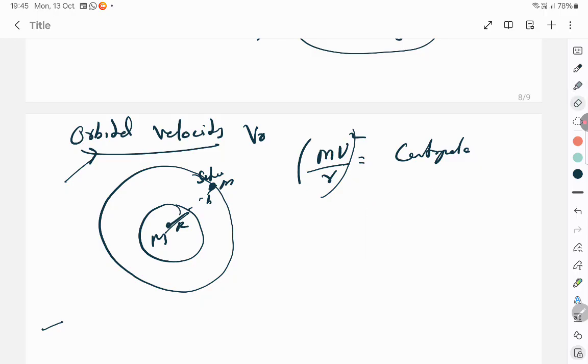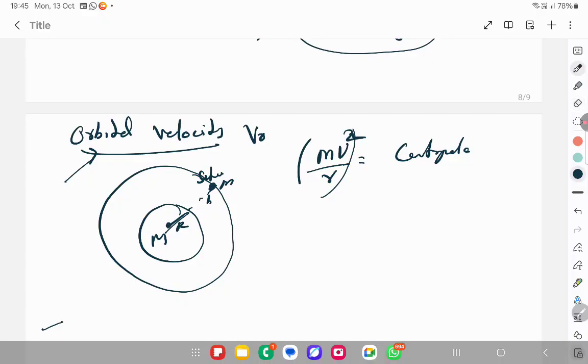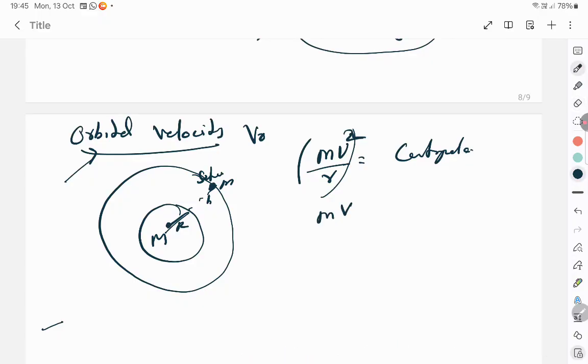In this derivation, centripetal force is mv square by r, where r is nothing but R plus h. Correct? But this has to be equal. This is a force. So I have to equate it to force. And you know what is the force between two objects?